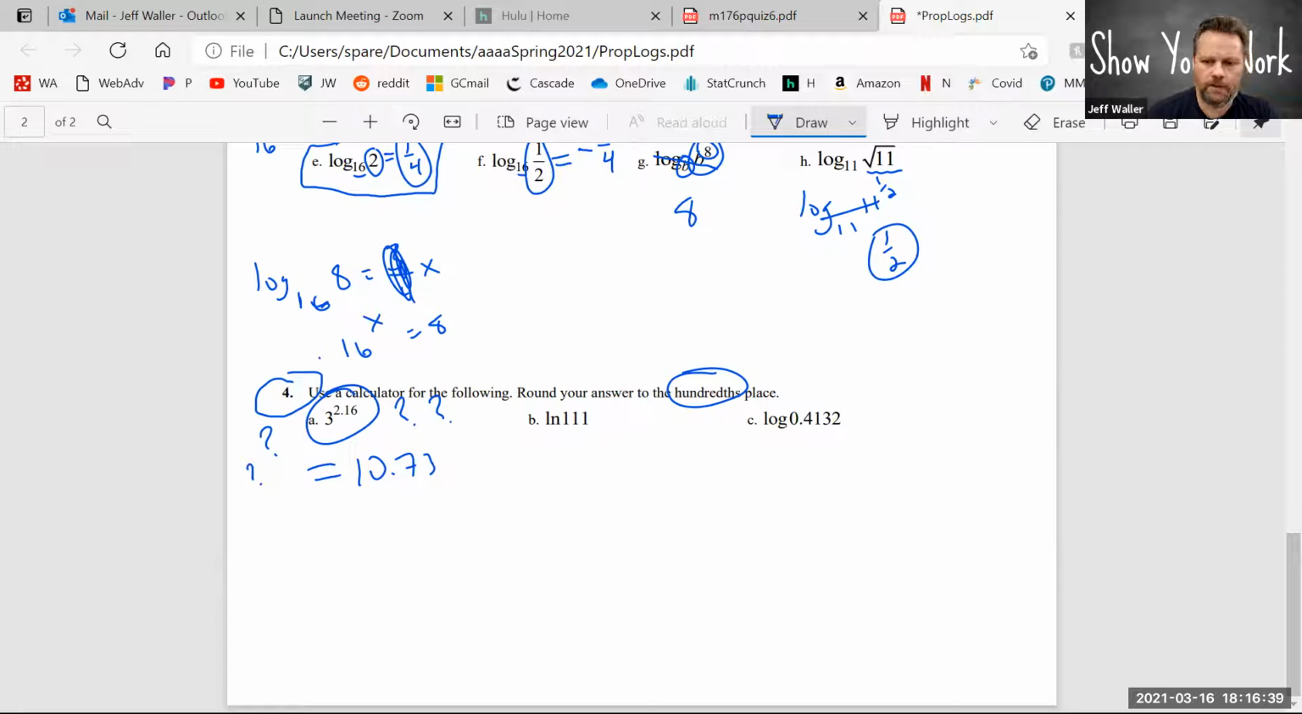Do you guys see where your LN button is, whatever kind of calculator you're using? Let me know if you don't see it, and I could try to help you out. What does somebody get? 4.71. Yes, 4.71.